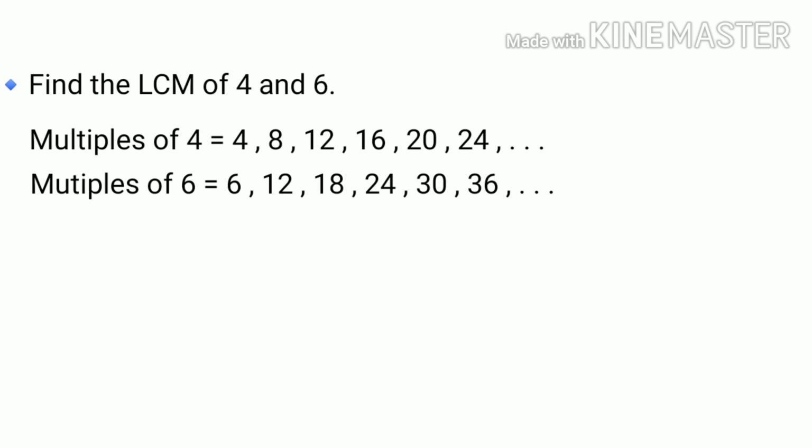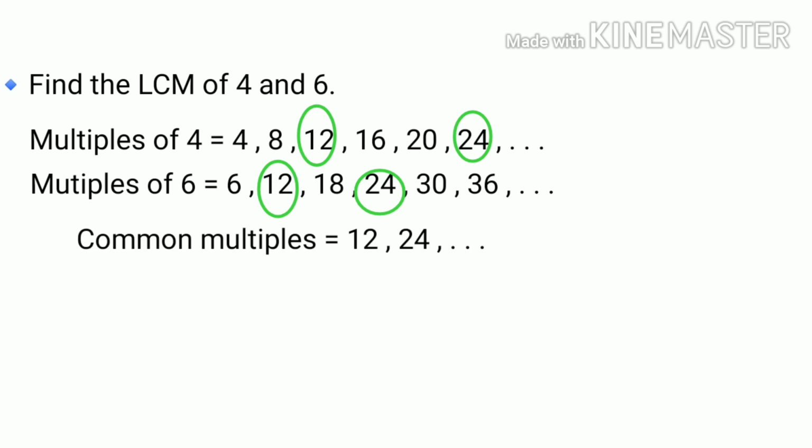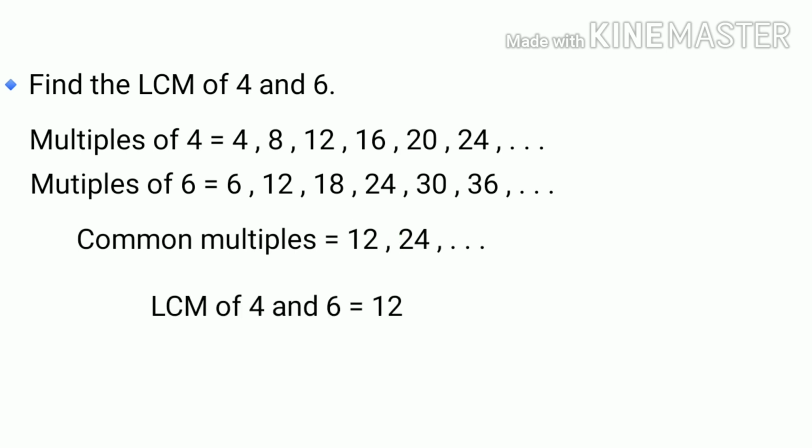Now we will identify the common multiples of 4 and 6. So the common multiples of 4 and 6 are 12, 24 and so on. So now we will write the smallest common multiple among these common multiples. The smallest or lowest common multiple here is 12. So the LCM of 4 and 6 is 12. This is the listing method to find the LCM.